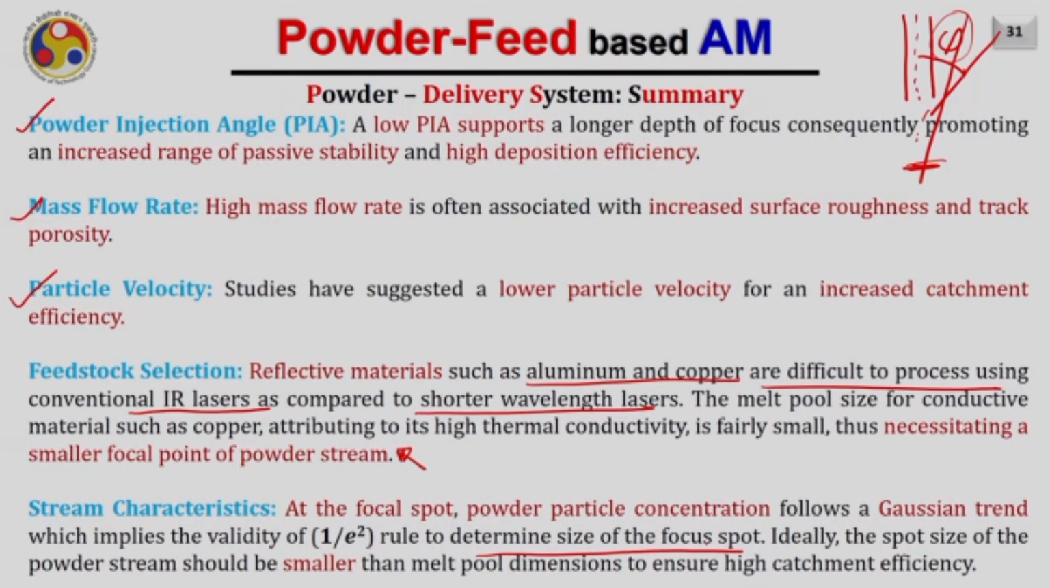Ideally, the spot size of the powder stream should be smaller than the melt pool's dimension to ensure high catchment efficiency, but we know that if we reduce the powder spot diameter to less than the laser spot diameter, the process may not remain omnidirectional and we may not be able to move in any direction.